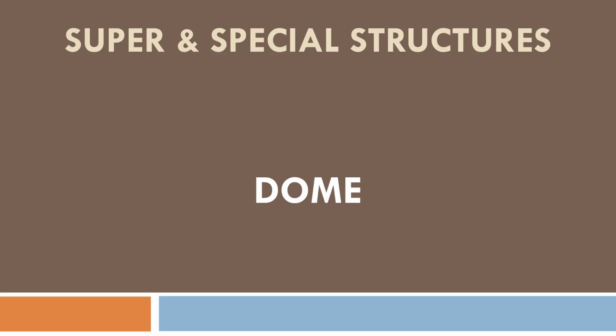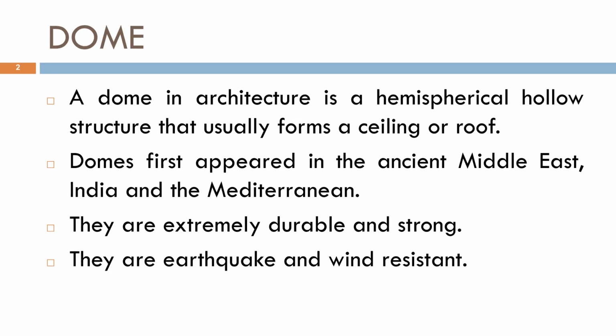In this lecture we will learn the basic terminology, different construction techniques, and the advantages and disadvantages of various dome construction methods. A dome is a hemispherical hollow structure that usually forms the roof or ceiling of a building. Domes were first constructed in ancient civilizations such as the Middle East, India, and the Mediterranean region. Their curved shape allows loads to be transferred efficiently to the supports, making them extremely strong and durable. Domes also perform well during earthquakes and strong winds, because the loads are distributed uniformly throughout the structure.